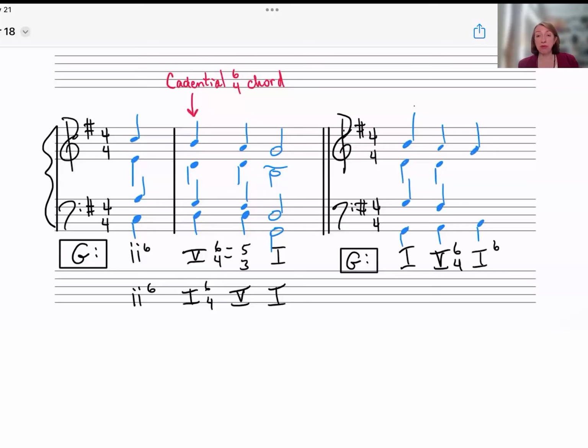Let's go ahead and resolve this chord. I'm going to move into a 1/6 chord. I'm going to keep my common tone D in the alto and bring my tenor back up to G. And you'll notice that in my passing 6/4 chord, the bass is doubled. That's the correct doubling for a passing 6/4 chord.